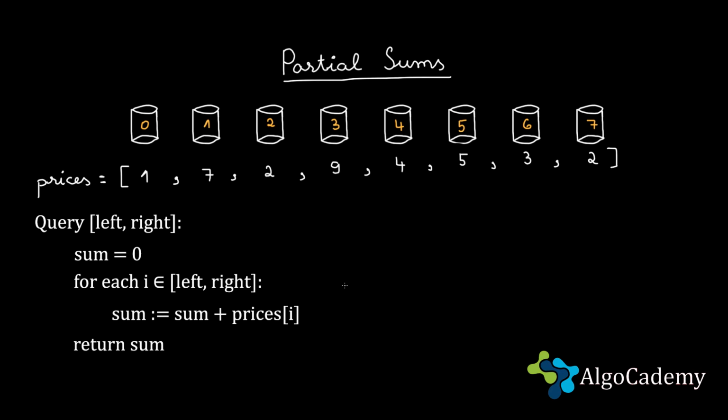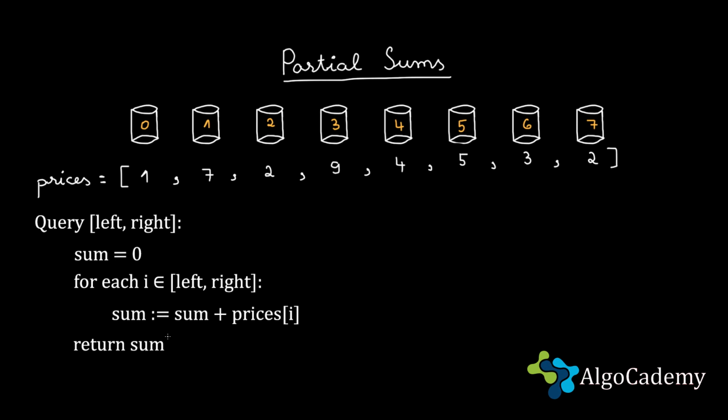But what we can do here is that when trying to solve the query left-right, so computing the total cost to acquire all the servers from server number left to server number right, we can start off with a variable sum, which is initially 0, and go through each of the servers from left to right with this index I, and then increase the sum with prices of I. Obviously, in the end, we will return the sum.